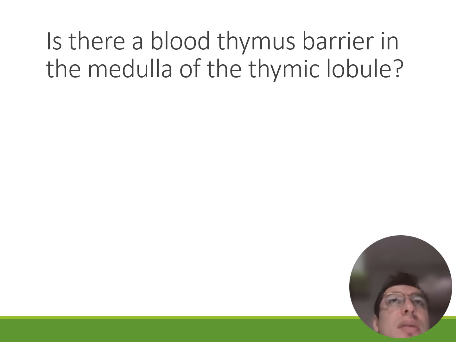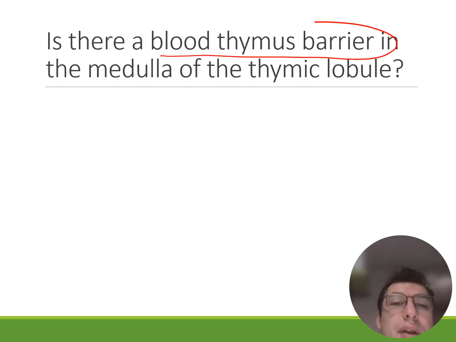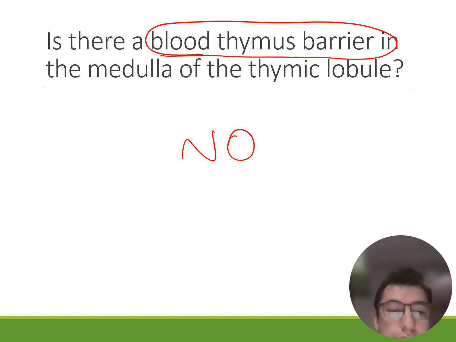So in this process, we are trying to weed out some of the reactive T cells. But when you get to the medulla, you do not need the blood-thymus barrier because they've already passed the test, and you need them to enter circulation. And in order for them to enter circulation, we need to have removed this barrier. Okay? So the answer is no.